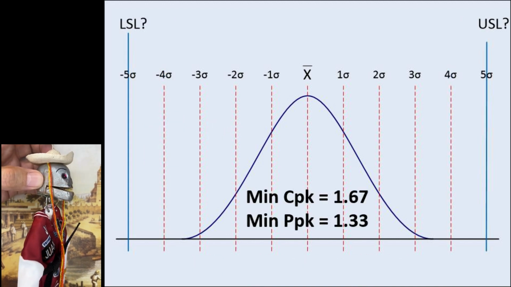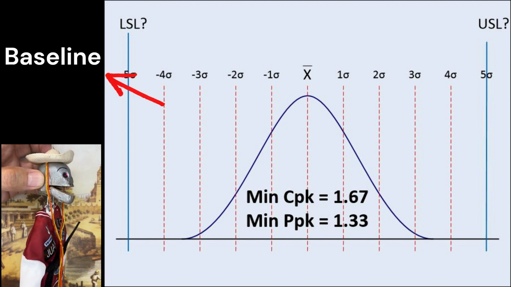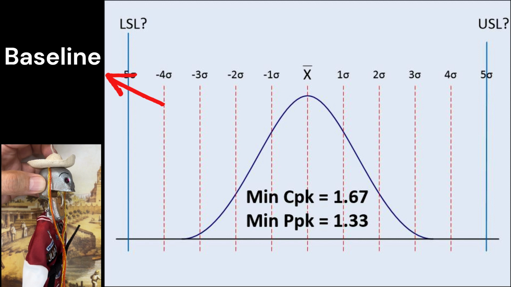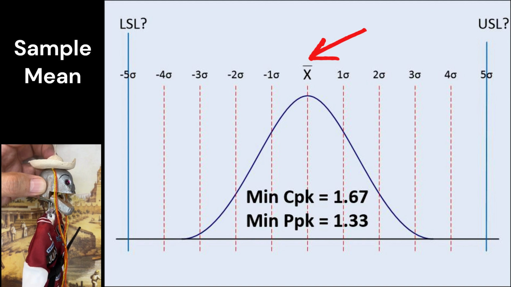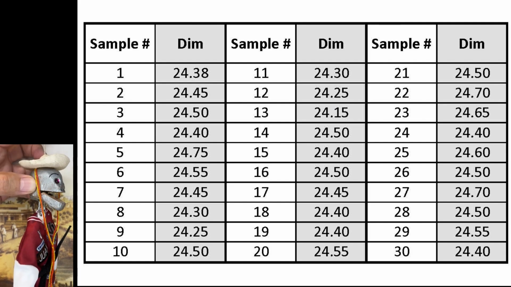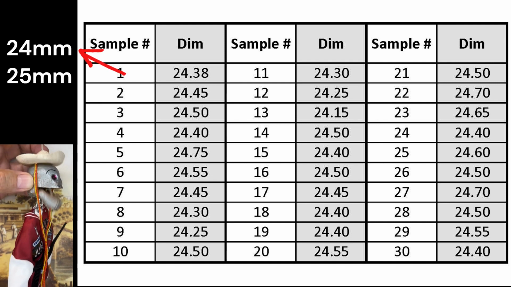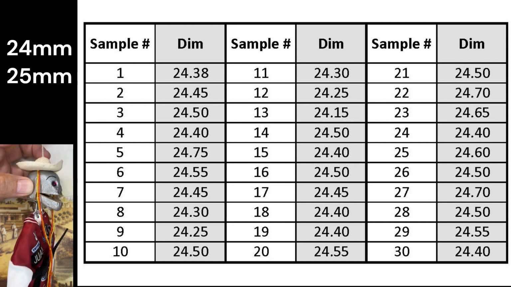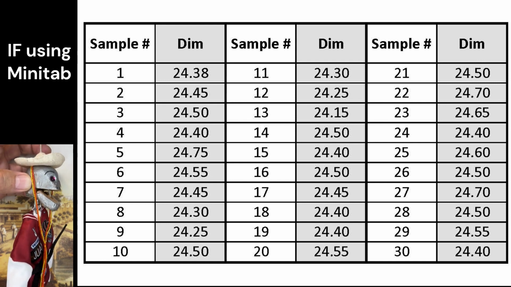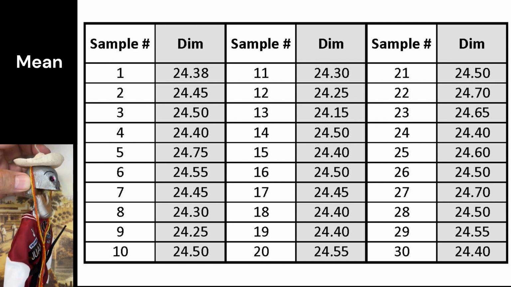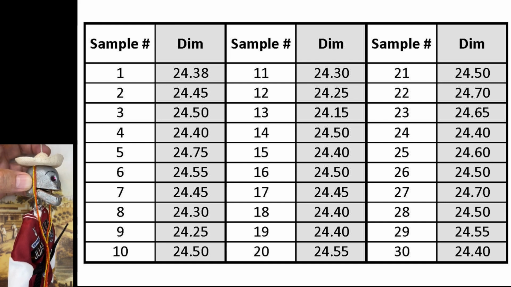Going back to our example, the first step is to establish your baseline and determine what is the current condition of your process. In reality, you only need to determine the standard deviation and the mean of the sample. Mr. G measured my head 30 times, and as you can see, the readings are between 24 and 25 millimeters. So, we establish a baseline specification between 24 and 25 millimeters. You need to do this only if you are using Minitab, but if you are calculating the mean and standard deviation in a different way, you don't need to establish the baseline tolerances.